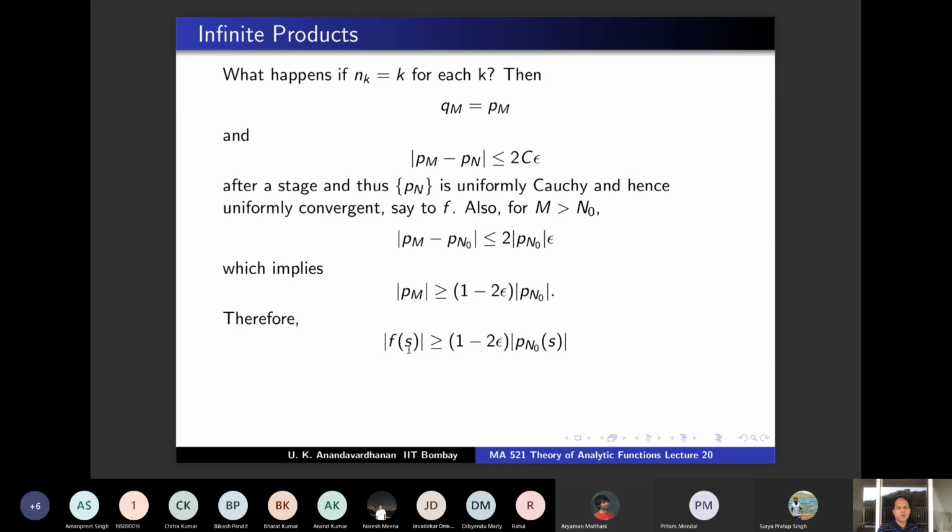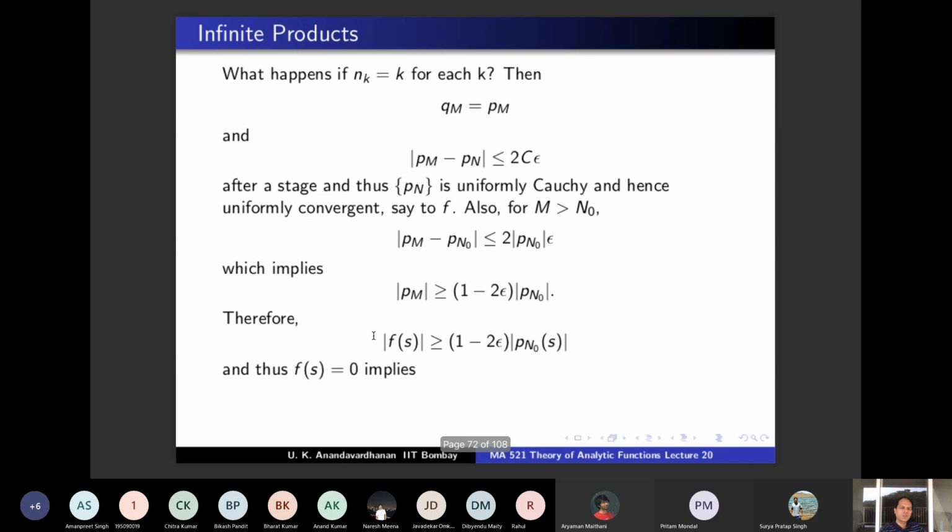Suppose F vanishes at a point. Suppose at s naught F is 0. Then it follows that Pn naught is 0, because these are all non-negative quantities. So if this is 0, then this is 0. But if Pn naught at s naught is 0, then one of the Un is 0, because it's a finite product, and for a finite product, it's obvious that the product is 0 if and only if one of the terms is 0.